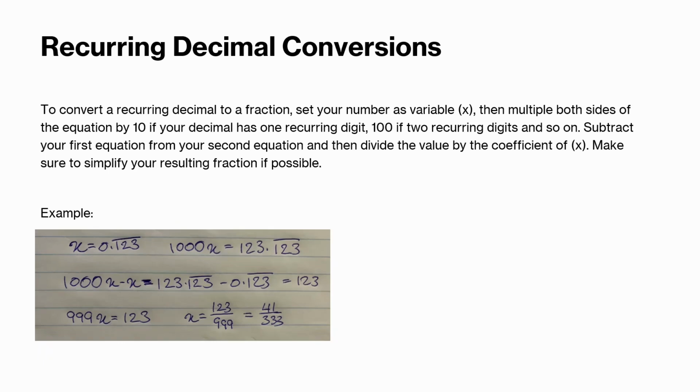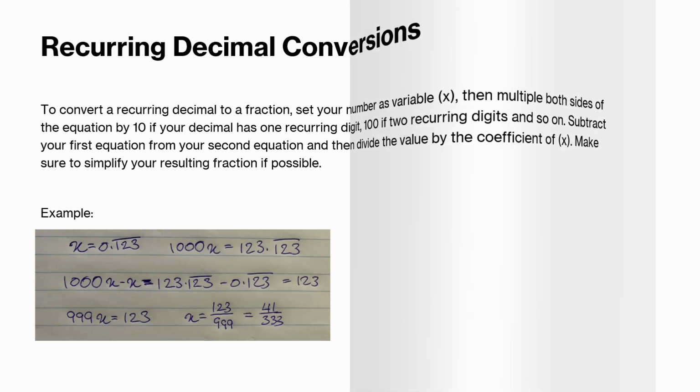You subtract your first equation from your second equation. So we do 1000x minus x, or 123.123 recurring minus 0.123 recurring, to get 999x equals 123. We then divide the value we got, so 123, by the coefficient of x, so 999. That would be our value. As always, make sure to simplify your fractions if possible.